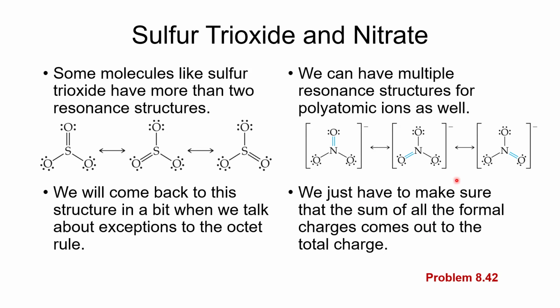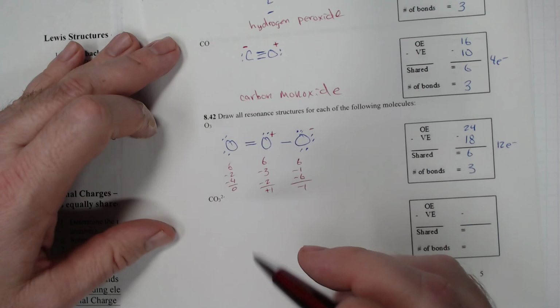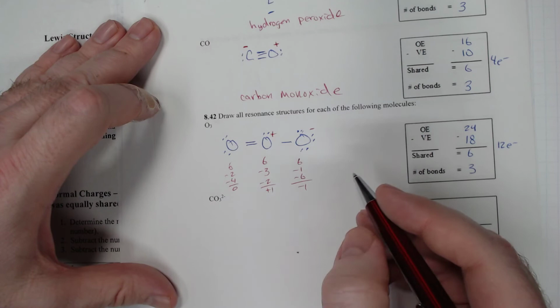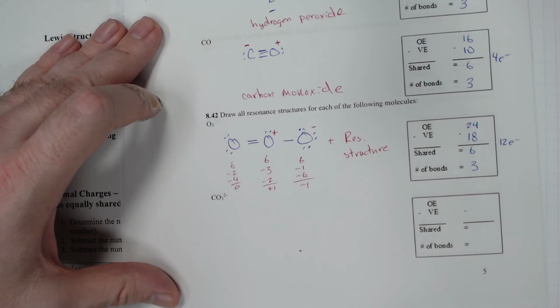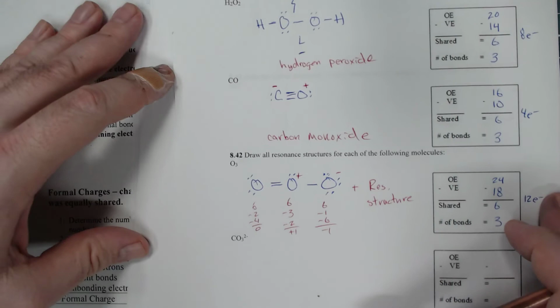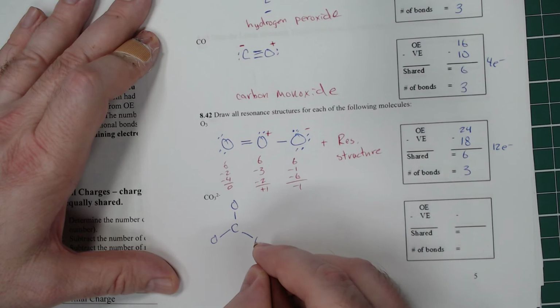Okay, so let's go over to number 42, and we've already done one of the ones on 42. So we did this, and then there's an additional resonance structure that's over there. So I'm going to put plus resonance structure. Okay, so here we've got carbonate. For carbonate, we're going to put carbon in the middle because it's the least electronegative. So we'll have three oxygens around the central carbon atom.